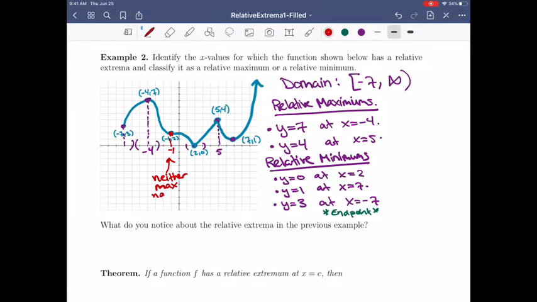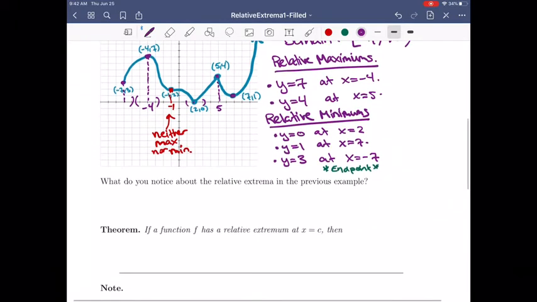Because it's not an endpoint of the domain, it has to be the biggest or the smallest of the surrounding values. So we can't use a half interval. You need to take some points on either side of it. If we do that, some of them are bigger and some of them are smaller. So that means it's not a minimum or a maximum.